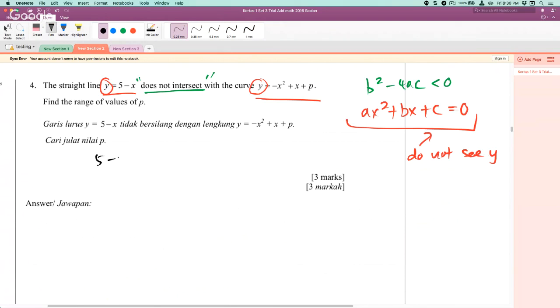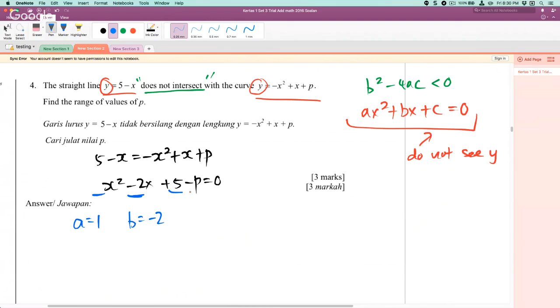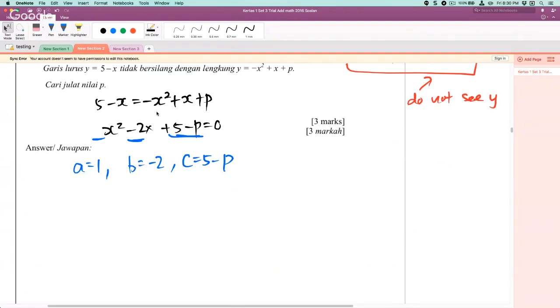So I will get 5 minus x equals negative x squared plus x plus p. And then I make my x squared always positive, so I move everything to the other side. So I get x squared minus 2x plus 5 minus p equals 0. In this case, I know that a equals 1, my b equals -2, and my c equals 5 minus p. So I just substitute everything into the equation, and I can find a range of values of p. All right, so b squared minus 4ac is less than 0.